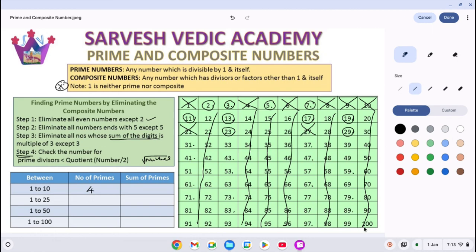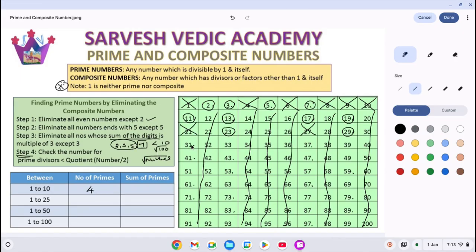Here what number do you have to check? We have to find the prime numbers up to 100. So the root of 100 is 10, and we can check the prime divisors which are less than 10. So what are all the prime divisors less than 10? 2, 3, 5 and 7. So already we have steps for the 2, 3 and 5 prime divisors. So if we check the remaining divisor 7, we can get the prime numbers up to 100.